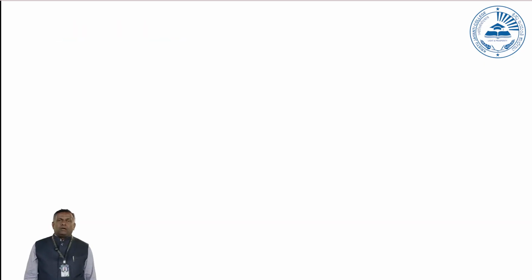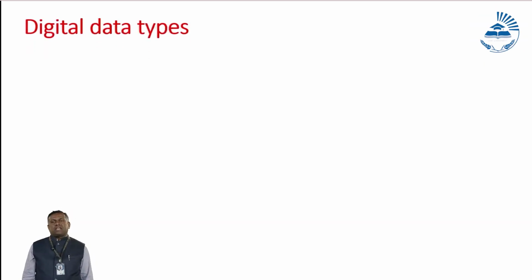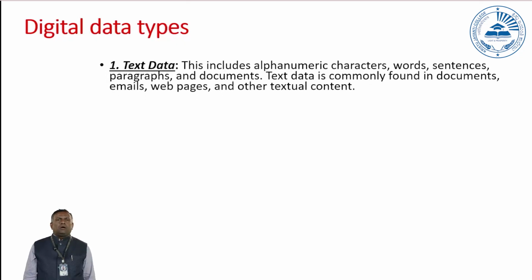Then the last aspect for today's session, or the last concept we are going to develop on, is digital data types. First one is text data. This includes all the alphanumerical characters such as words, sentences, paragraphs, documents. These are basically non-numerical data stored in the form of text, which can be converted into documents, emails, web pages, and any other textual content.